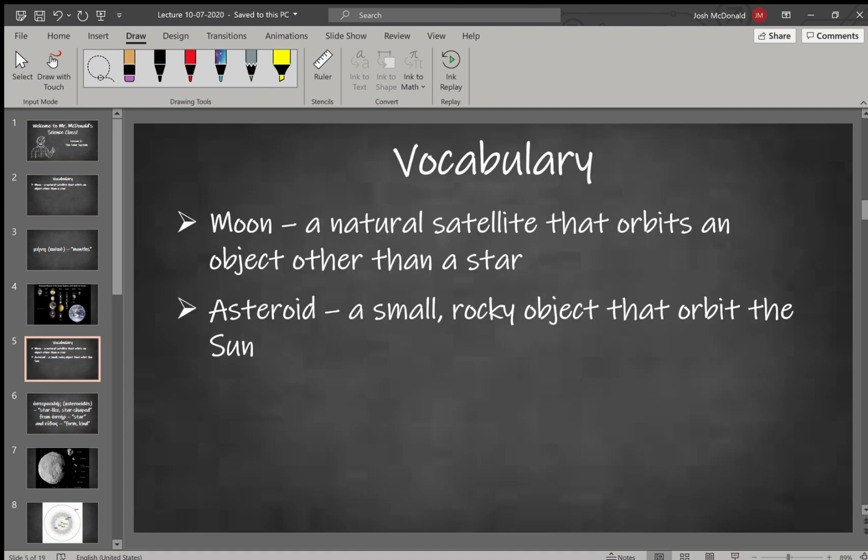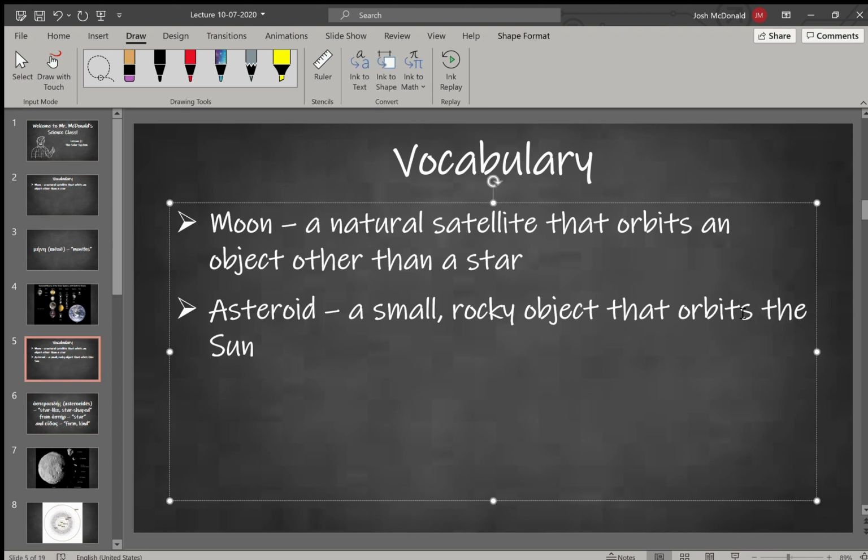The next object is an asteroid. An asteroid is a small rocky object that orbits the sun. Got a little typo here. We'll fix that. There we go. A small rocky object that orbits the sun.